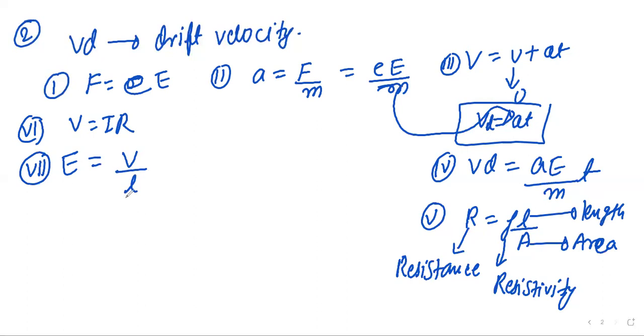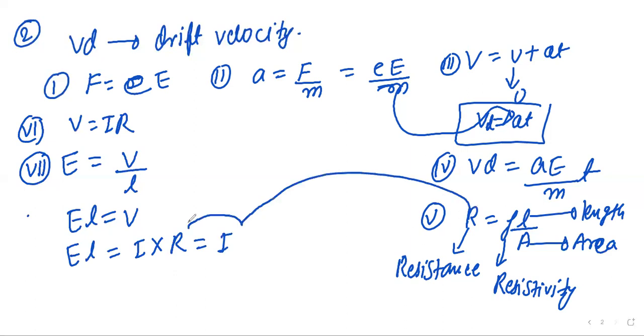Now cross multiply, then you will get EL equal to V, right? So EL will become, V is nothing but I into R. So put the R value here, so it will be rho L upon A, right?